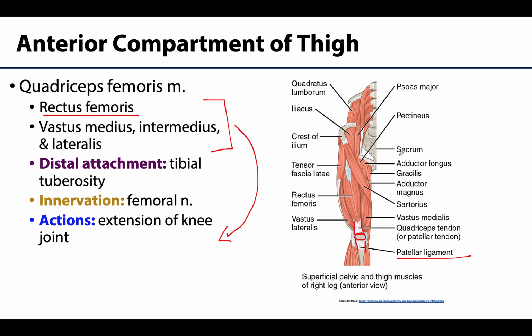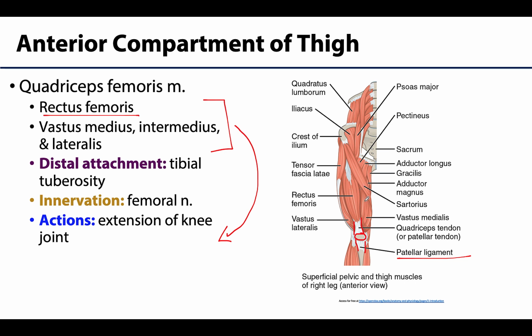The rectus femoris is the one that runs right down the middle. It's usually the most visible of the muscles. Rectus means straight, and that's exactly what it's doing. It's running straight down the thigh, and it's the one that crosses the hip joint as well as the knee joint, so it can play a small role in flexion of the hip.